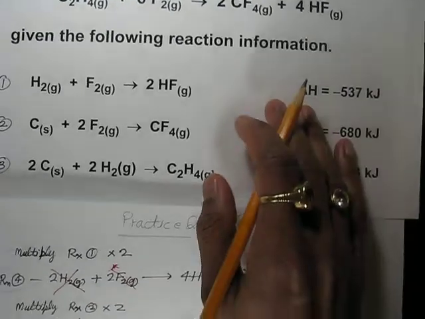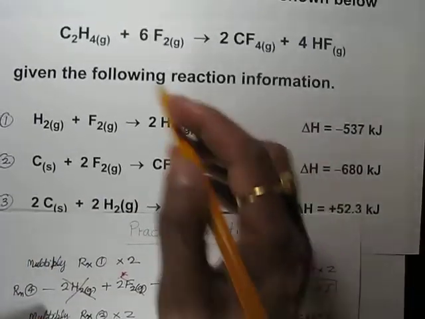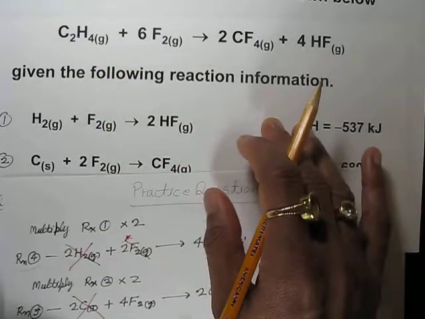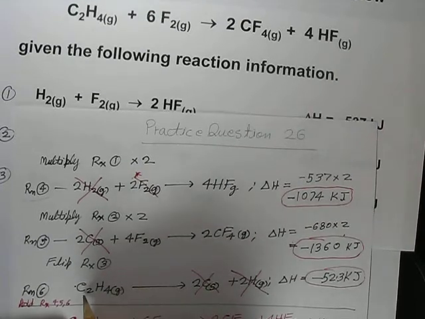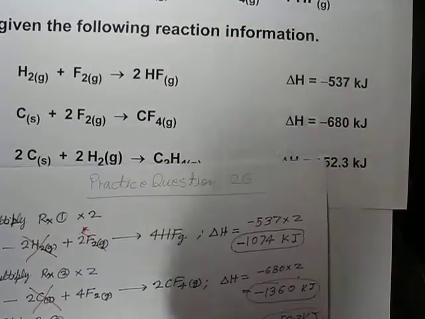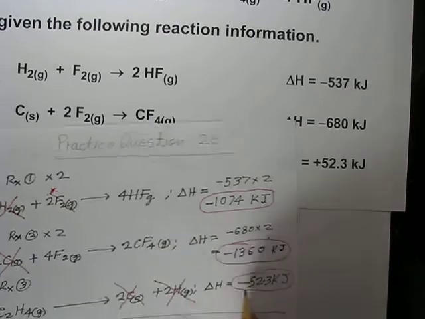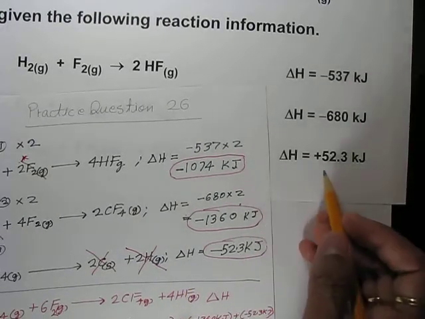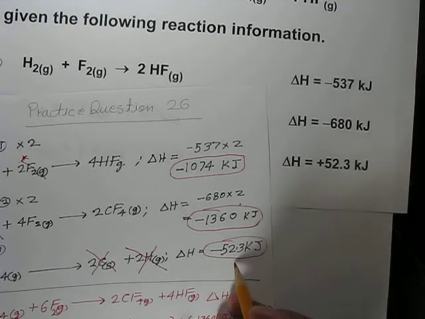And in the third reaction we have to flip this reaction, because we need C2H4 on the reactant side. So flip reaction number 3, so this will become C2H4 gas, 2 carbon, because there are already 2, and then 2 hydrogen, and then 2 hydrogen, and then we have to change the sign of delta H as well. It is 52.3 in positive kilojoule, but this will become negative.